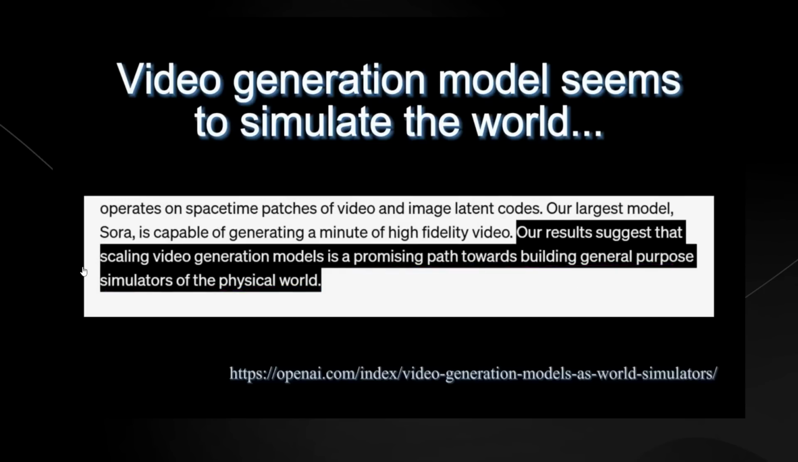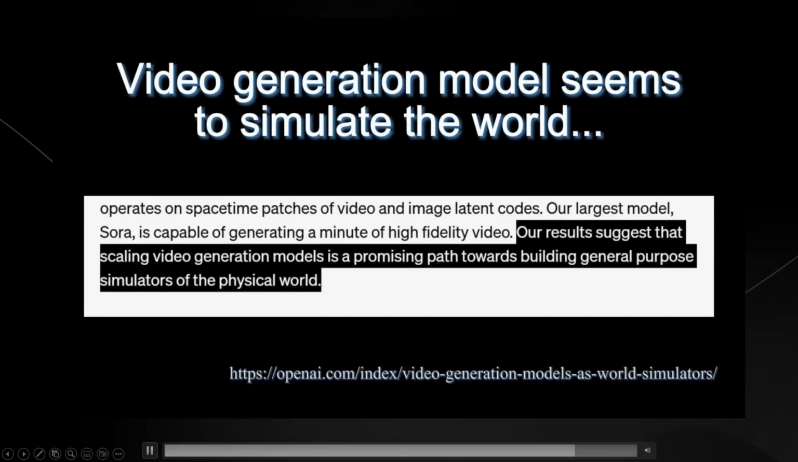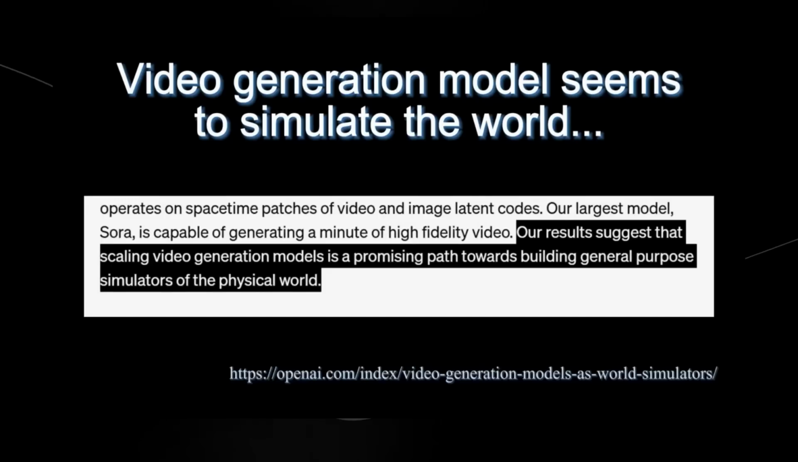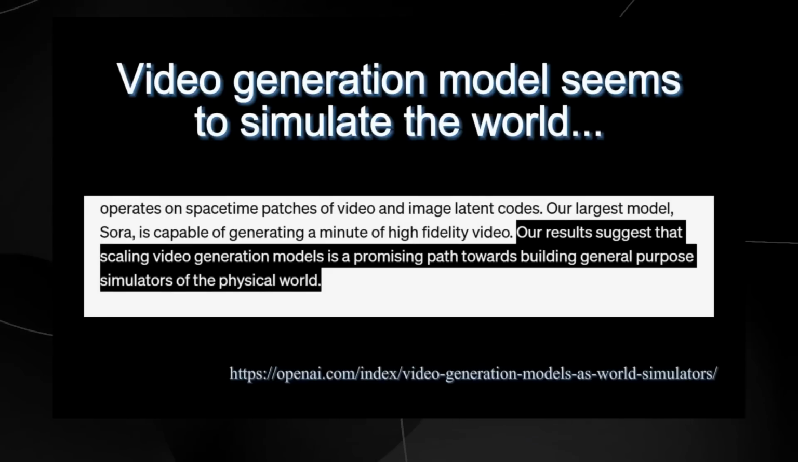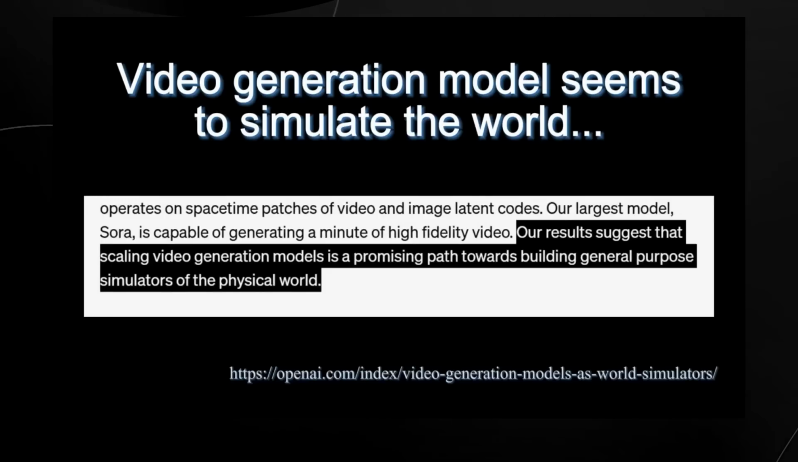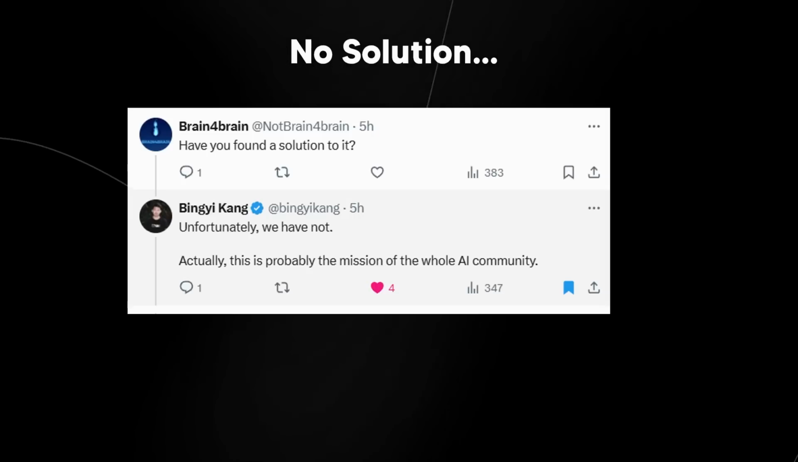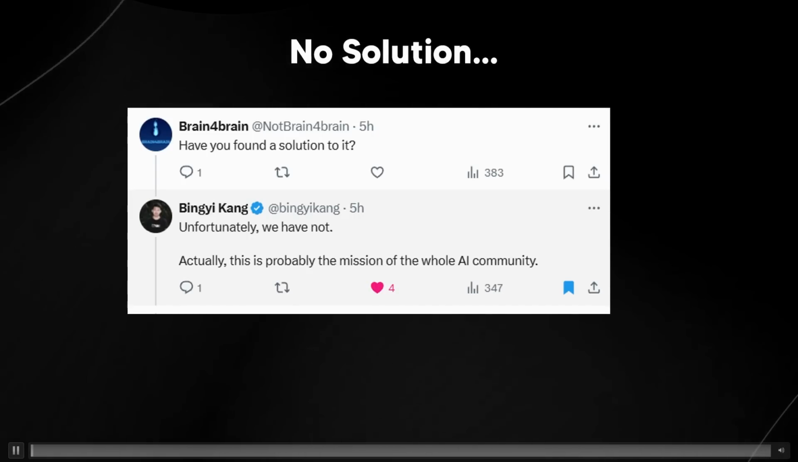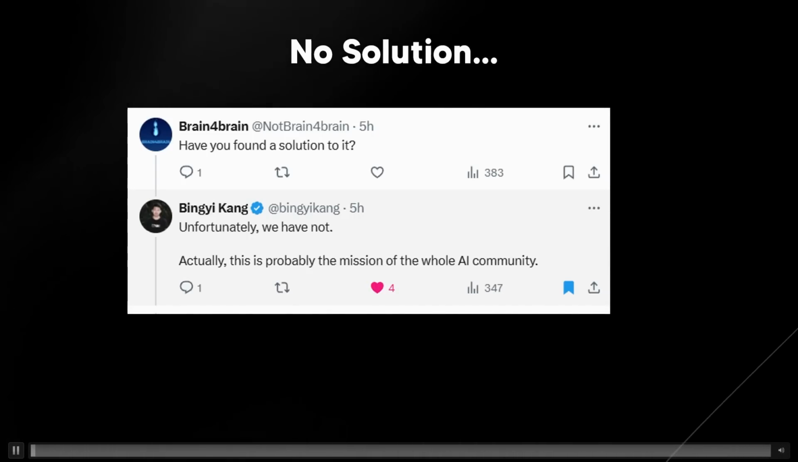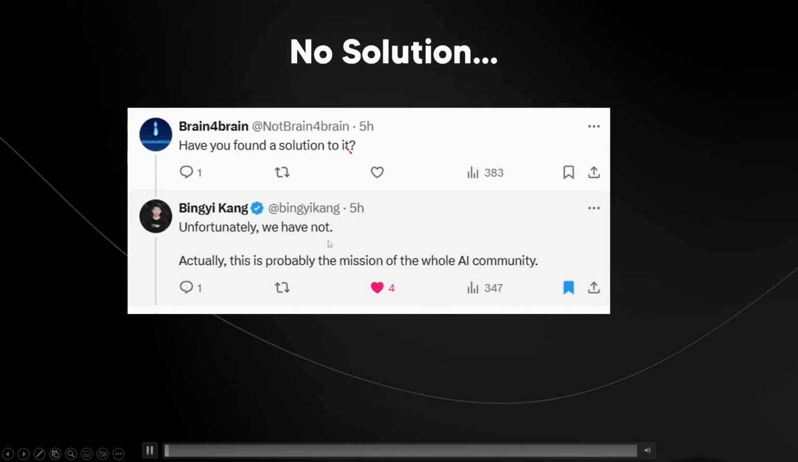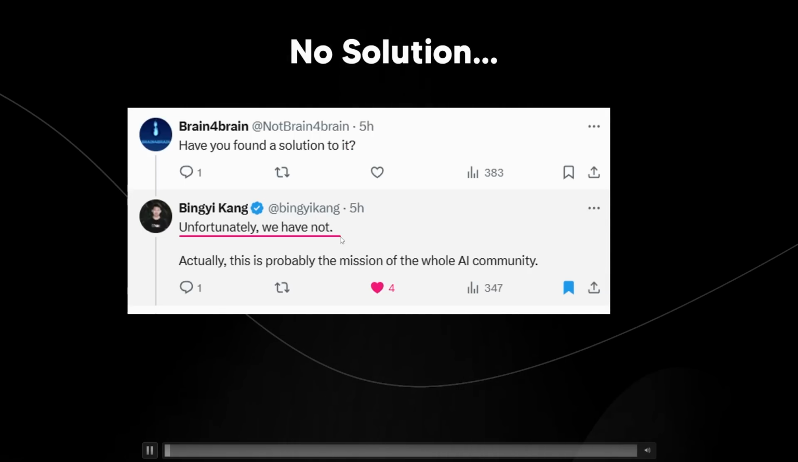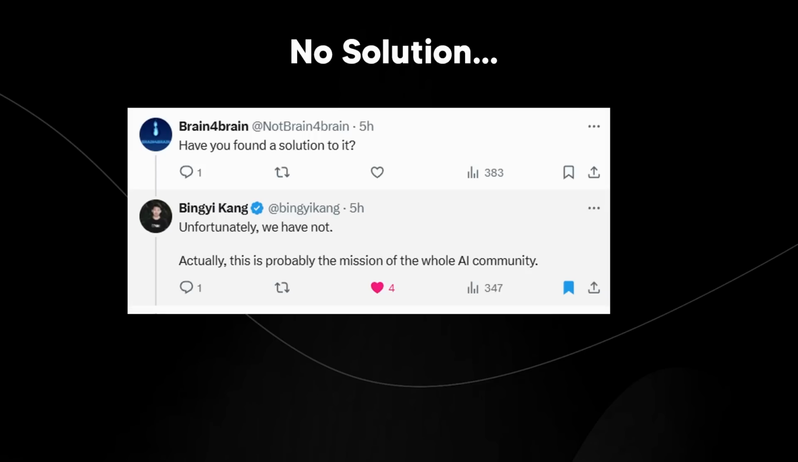And I think it is due to the generative architecture. Of course, maybe I'm out of my depth even just by saying that. But guys, this video is a complete bombshell because so many people have been critical of the entire generative landscape. And this is another thing that is just like, whoa, okay, this is pretty insane. Now, even crazier, someone commented on Twitter and said, have you found a solution to this problem? And you can see that they've responded saying, unfortunately, we have not. Actually, this is probably the mission of the entire AI community, which is absolutely insane, okay?